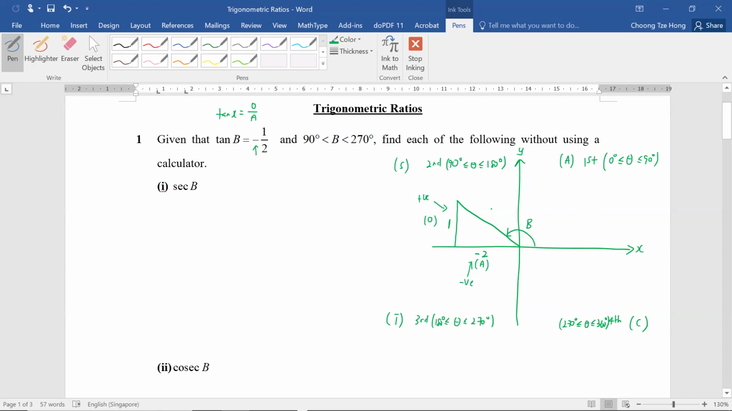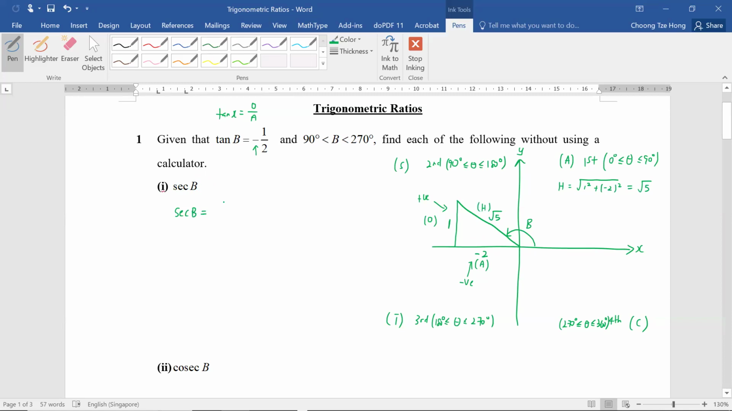The next thing to do is to find out this hypotenuse. How to find the hypotenuse? We can easily use Pythagoras theorem. The hypotenuse will be equal to the square root of 1 squared plus negative 2 squared, which gives you square root 5. So this hypotenuse over here has the value square root 5. Once you get all these three values, it's actually very easy to get all these answers ready. For example, in part 1, you want to find secant B.